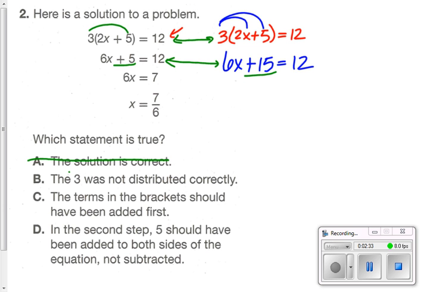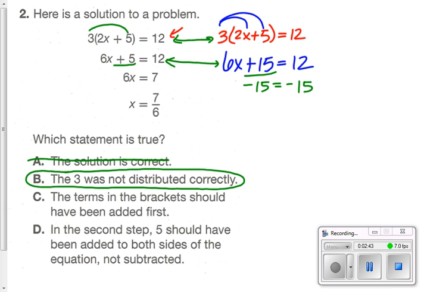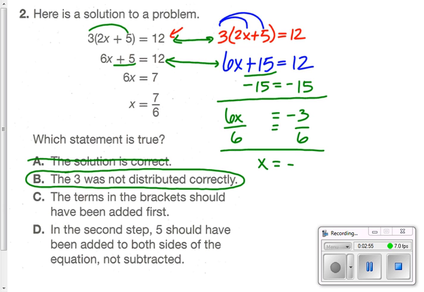If you look at B, it says the 3 was not distributed correctly, and that would be the case in this problem. And you could go ahead and solve the rest of this problem just to double check to make sure other answers would not be possibilities. And we have divide both sides by 6, and we find out x equals negative 1/2.